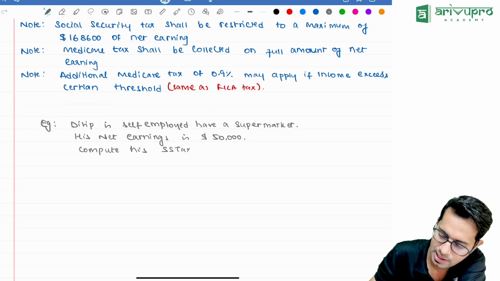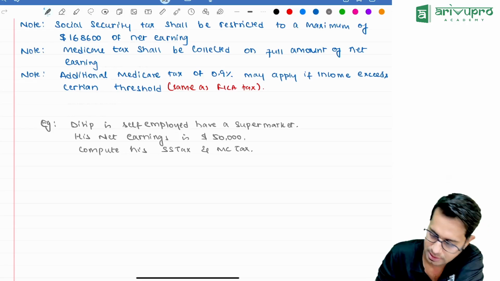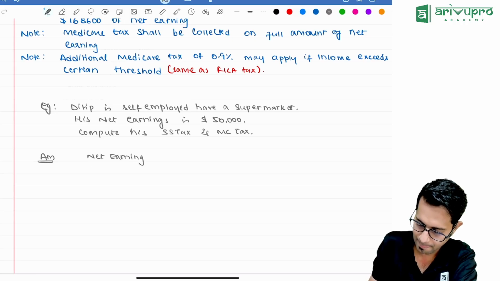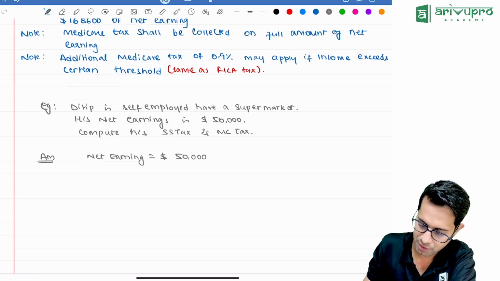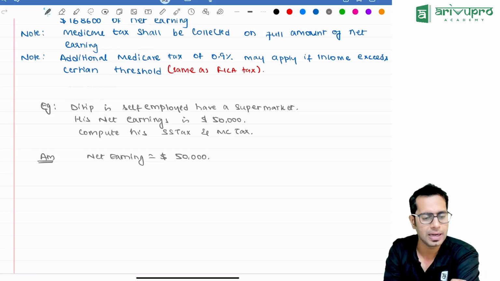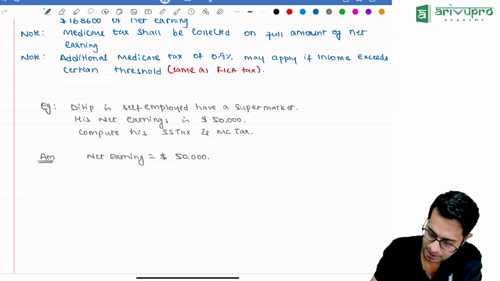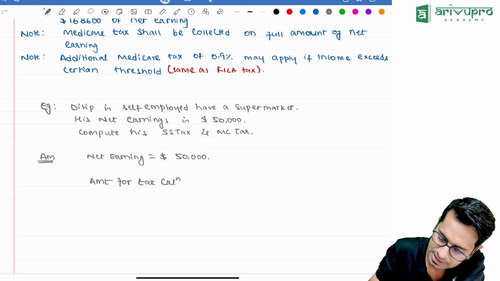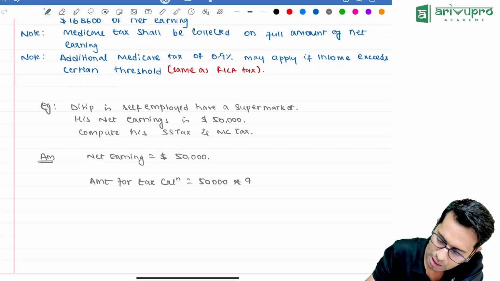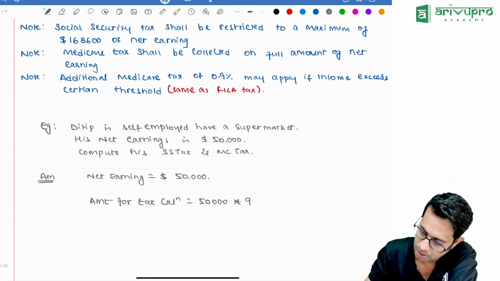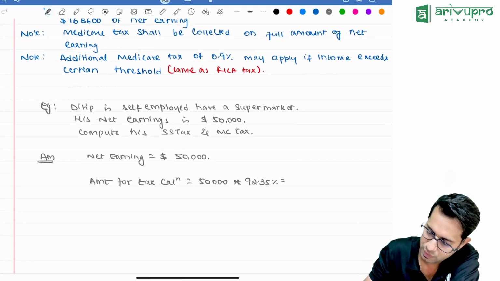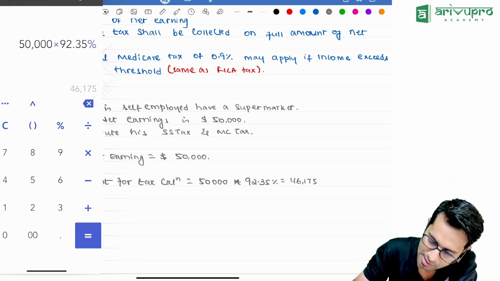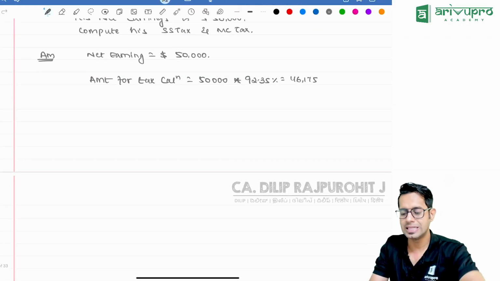So now if I ask you to compute his social security tax and Medicare tax, how much will be my social security tax? Sir, first, what is my net earnings, sir? My net earnings is $50,000. Then step number 2, I should subtract certain amount from my net earnings. Correct? How much should I subtract, sir? 9.5%. So amount for tax calculation is equal to $50,000 into 92.35%, which is equal to how much? 50,000 into 92.35%, 46,175. Now this 46,175, on this we will calculate.